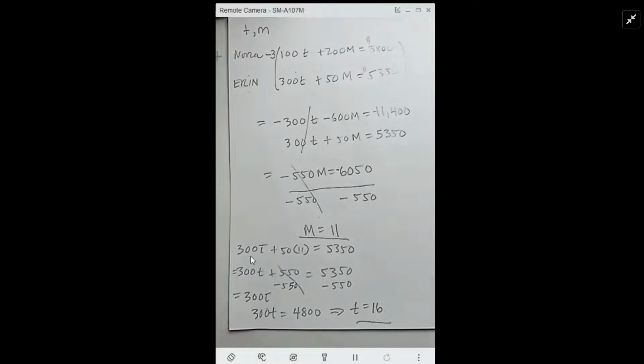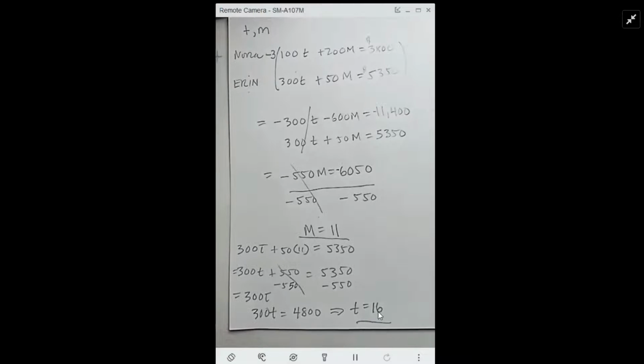This doesn't change. That doesn't change. Subtract off the 550 from both sides. 53 minus 5 is 48. Take off the 50. That just gives me 4,800. It's always good to try to use quick math whenever you can. 300T equals 4,800. Cancel 2 zeros on both sides. 3 goes into 48 16 times. Well, you can use your calculator as well, but T equals 16.